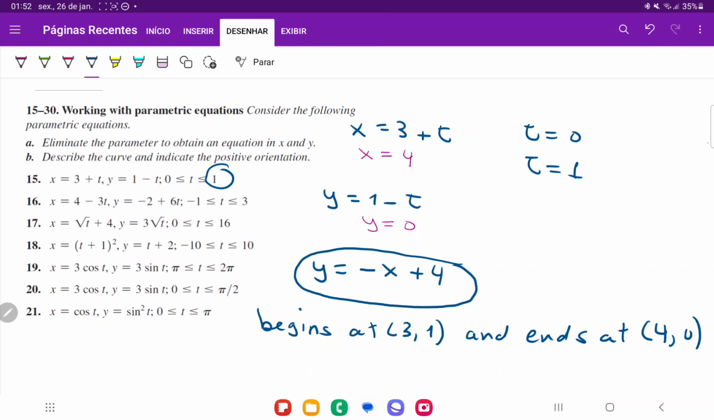So here we have been able to describe the equation that this curve follows, and the starting point and the ending point. So we were able to indicate here the positive orientation, and that is it for problem 15.